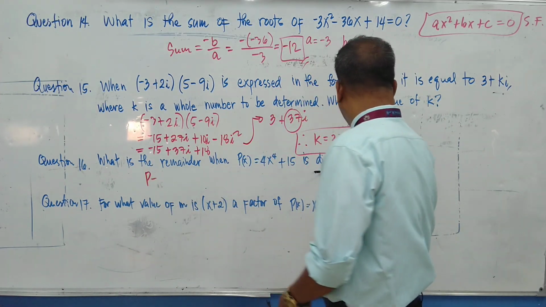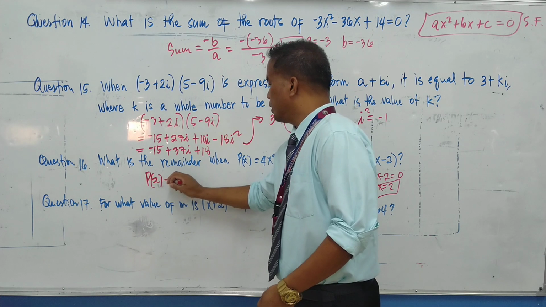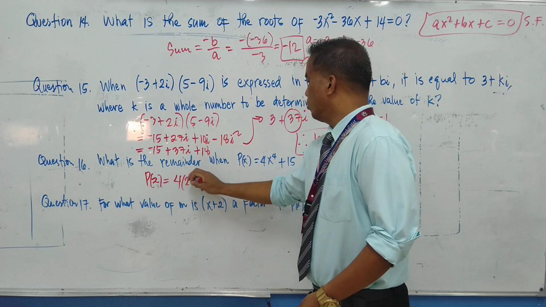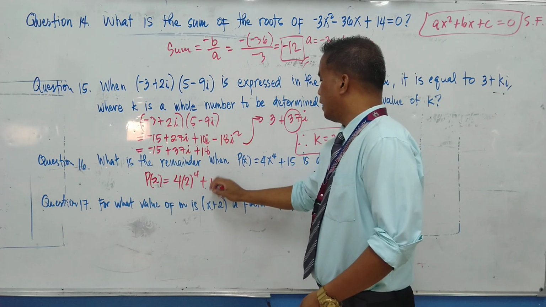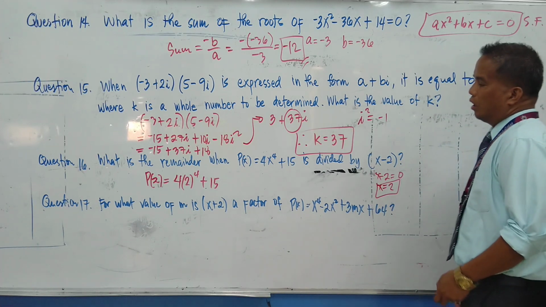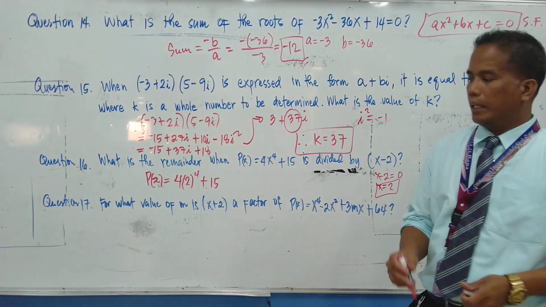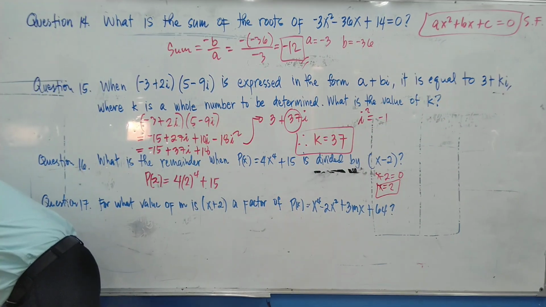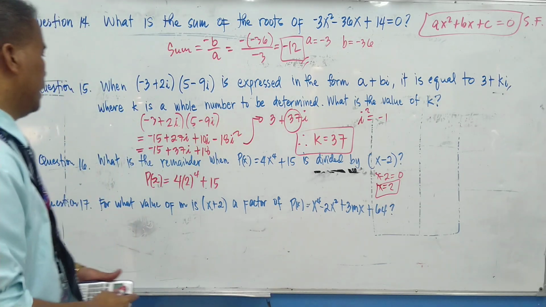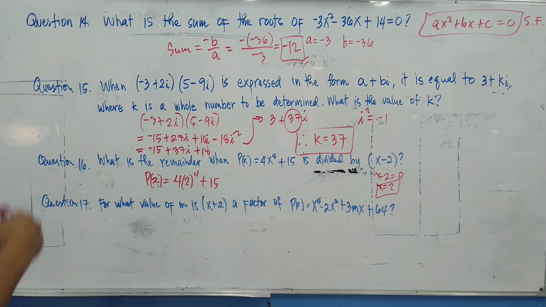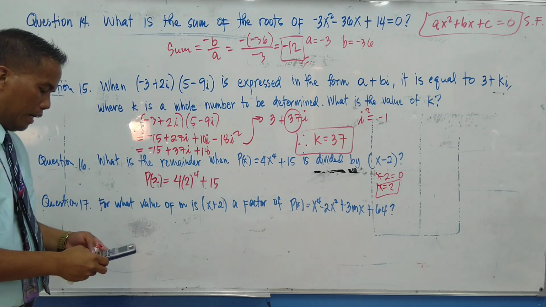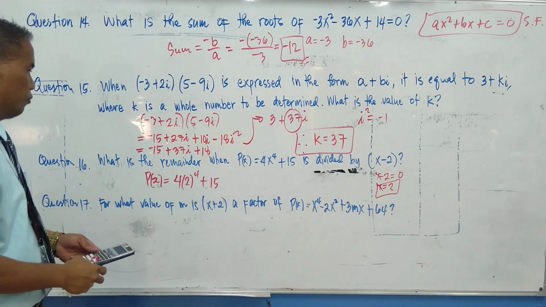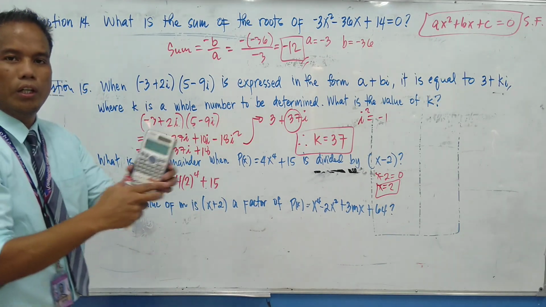P of positive 2 is equal to 4 times 2 raised to 4, then plus 15. So 2 raised to the 4th power is equal to how many? 2 times 2 times 2 times 2 is equal to 16. Then we have 16 times 4. 16 times 4 is equal to 64. Then add 15. You can use your calculator.